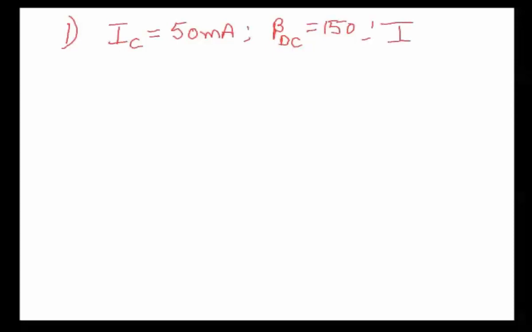All right, so let's say I have a circuit where the collector current is given as 50 milliamps with a beta DC of, let's say, 150. Usually beta DC will be given to you in a lot of problems because that usually comes from the manufacturer. Let's say the problem is asking, what would be the base current? So that's one problem.